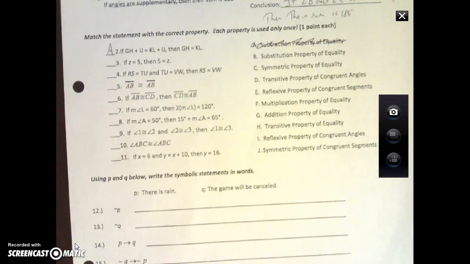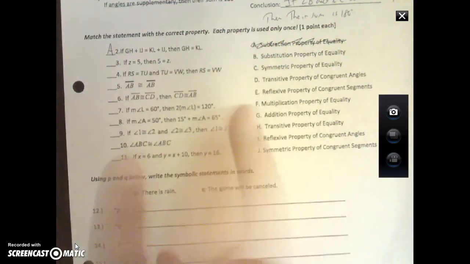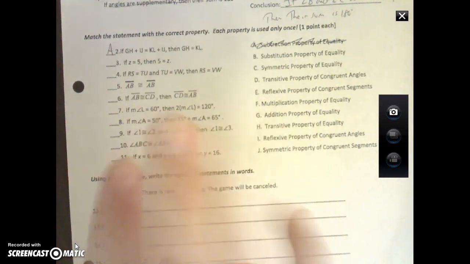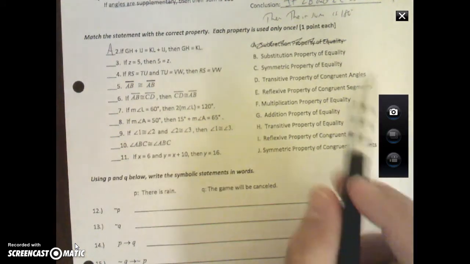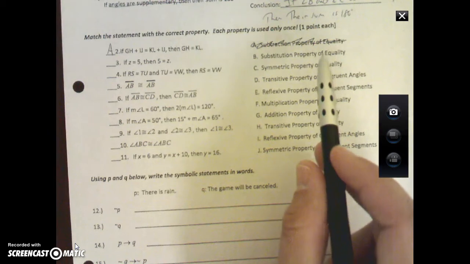All right. If Z equals 5, then 5 equals Z. This is that, like Mrs. Long was talking about in class, the heart idea where you can flip it over. That's symmetric. So symmetric property of equality. All right, C.